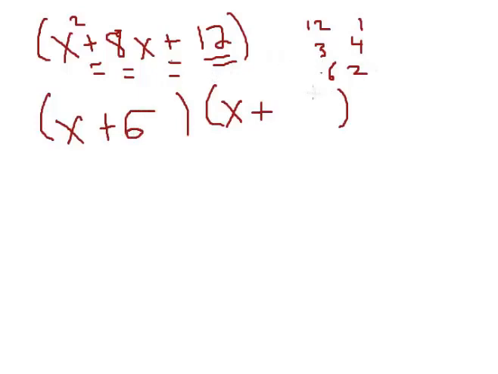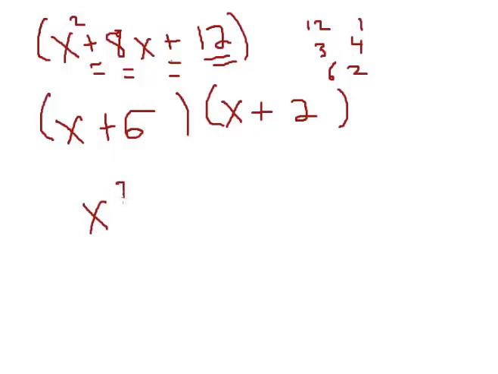So if we put the 6 over here and we put the 2 over here, now we've got our answer. In fact, one way you can check your answer is to multiply out and see if it works. You can multiply these two by each other and see if you come up with your original answer. The reason why we know it's the correct answer is because 6 and 2 multiply up to 12, and they add up to 8.